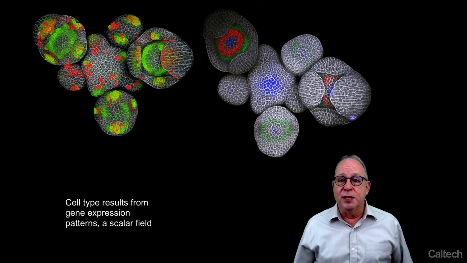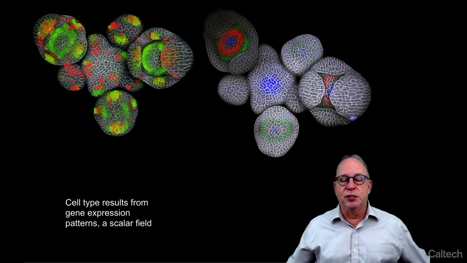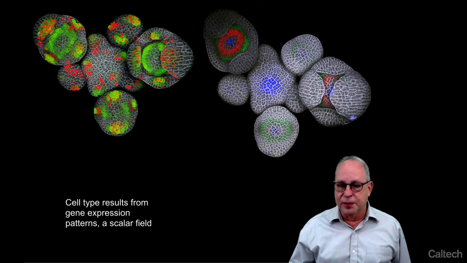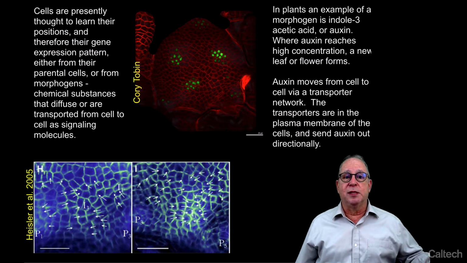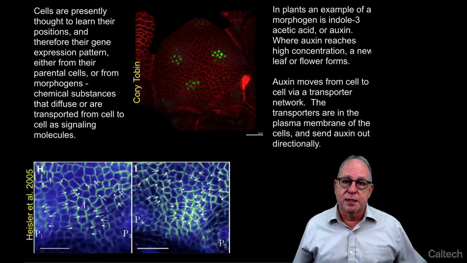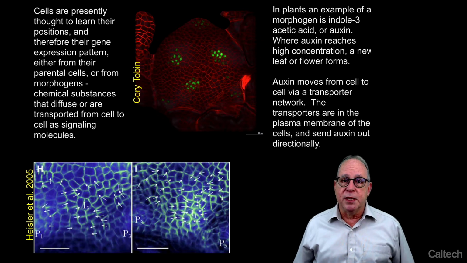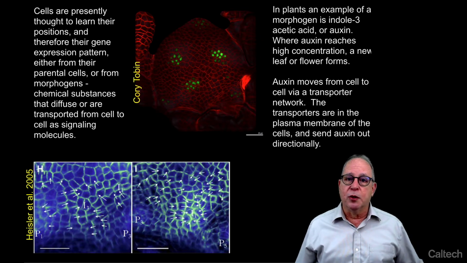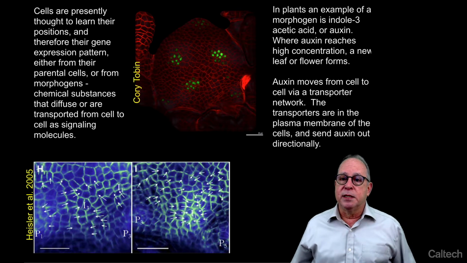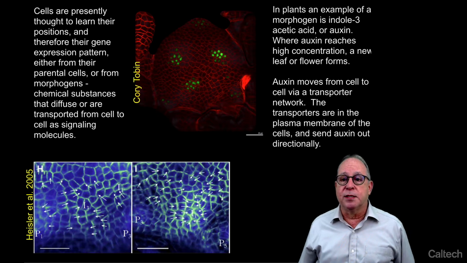Now, the gene expression pattern is a scalar field. Each gene has some number of expression level attached to it at each place in the field of cells. Cells are presently thought to learn their positions and therefore their gene expression pattern either from their parental cells, which is not the case for our plants, or from morphogens, chemical substances that diffuse or are transported from cell to cell as signaling molecules. In our plants, an example of a morphogen is indole acetic acid, or auxin, a plant hormone. When auxin reaches high concentrations, a new leaf or flower forms.